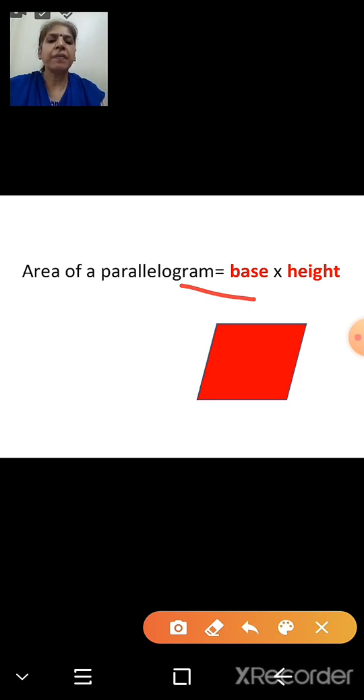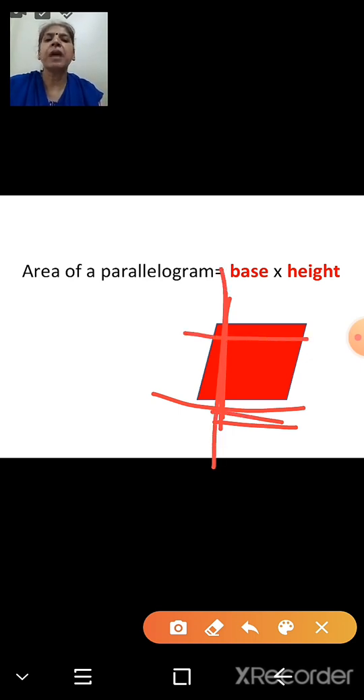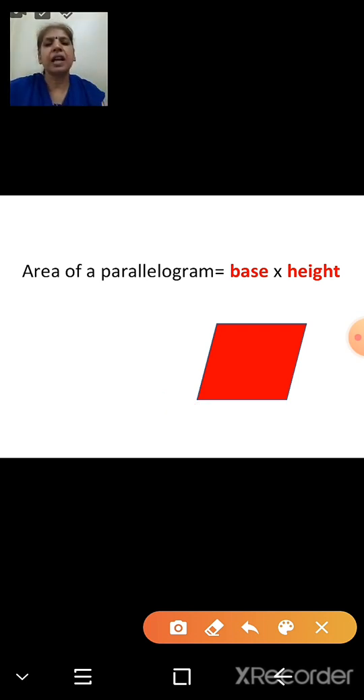Area of parallelogram: this is its base, and here is a perpendicular height. That is the distance between the two parallels. So base into height. And if you take the other side also as base, then accordingly the height. So what we have to remember: area of a parallelogram is base into height. So what we have studied? We have studied about area of parallelogram, that is base into height.